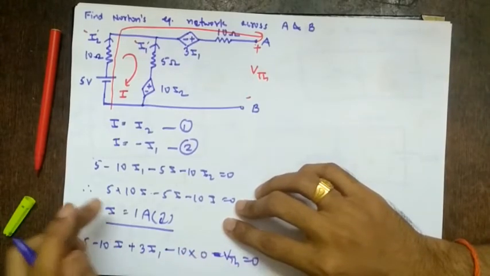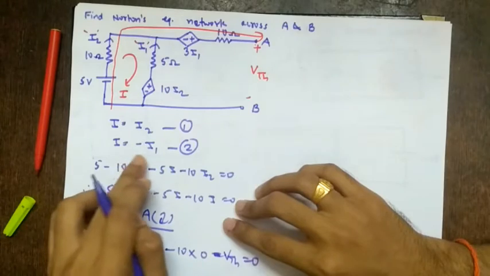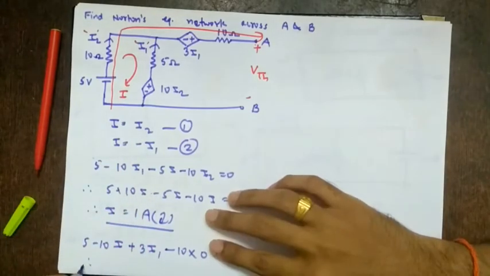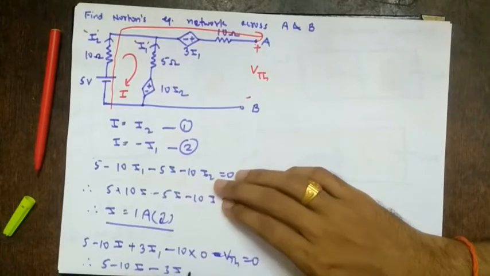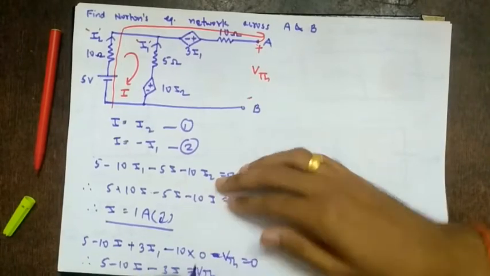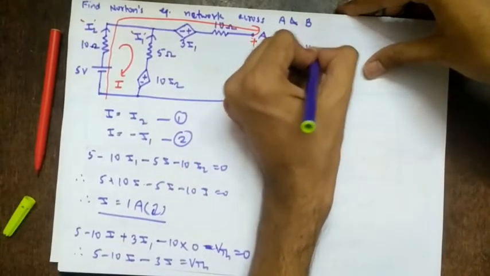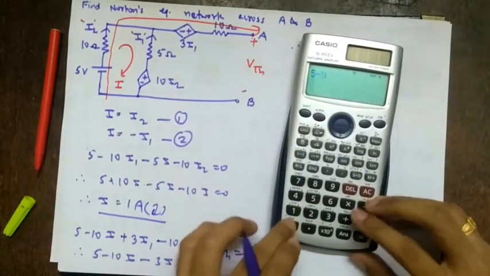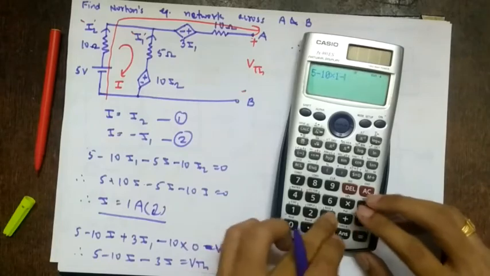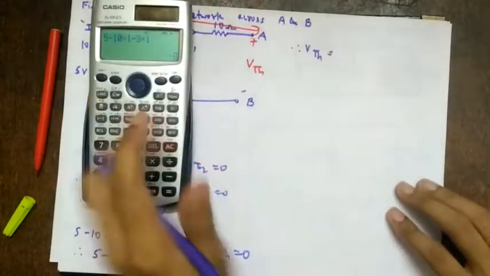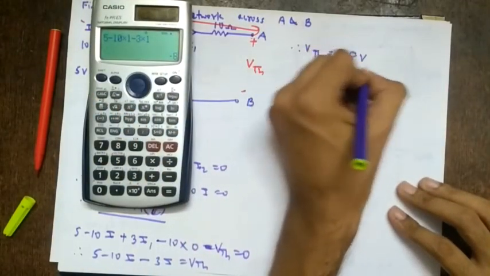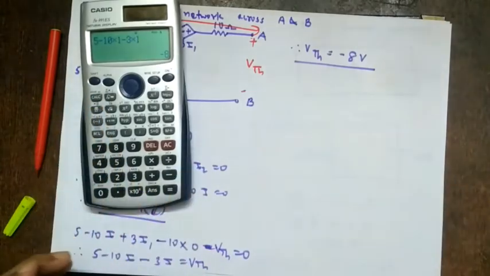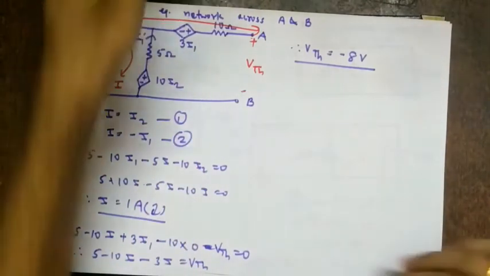So what is I1? We know I. So I1 in terms of I is minus I. Therefore 5 minus 10I minus 3I equal to VTH. So VTH equal to 5 minus 10 into 1 minus 3 into 1. So VTH is minus 8 volts. Am I correct? Is it minus? Yes. Right?